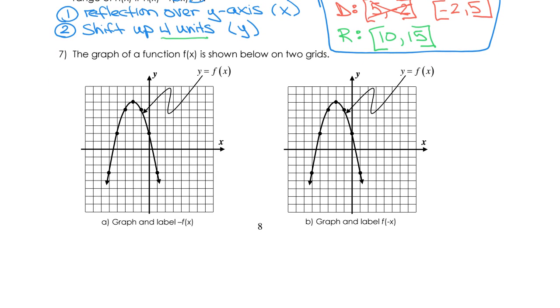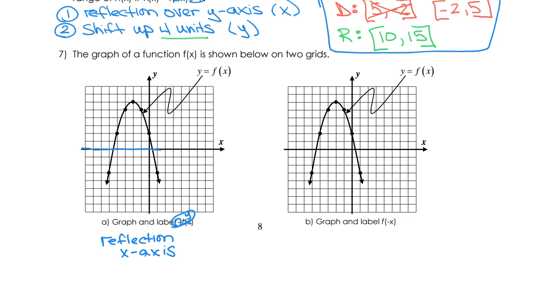All right, last question here, number 7. It says the graph of function f of x is shown below on 2 grids. Okay. Part A on the bottom here says graph and label. All right, so we're going to graph and label negative f of x. So here we go. So we just have to realize, what is that negative doing? Okay, so remember that that is really y. So that really means a change in y. If you change y, this is a reflection in the x-axis. Okay, so all we're going to do is reflect this over the x-axis.